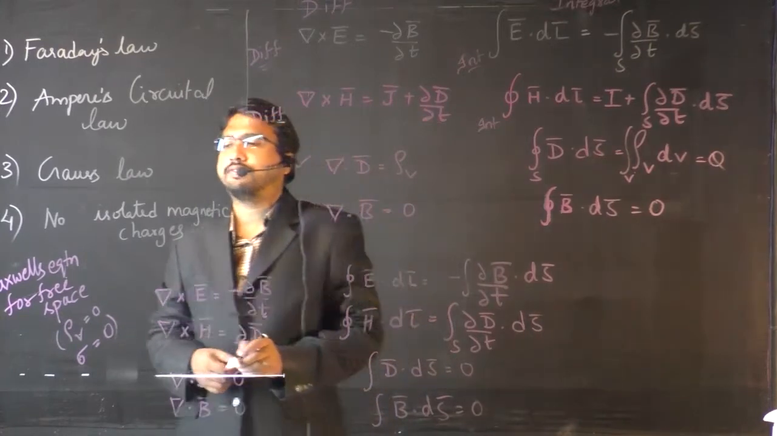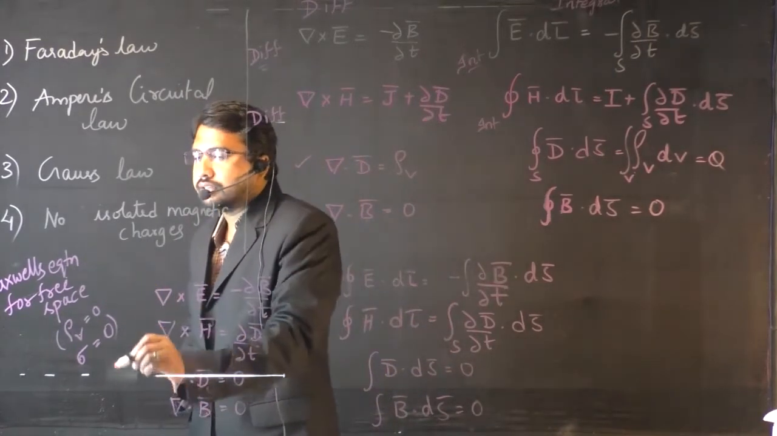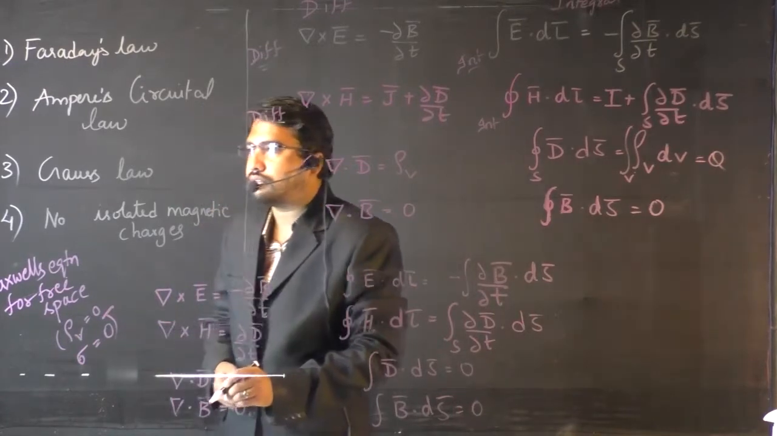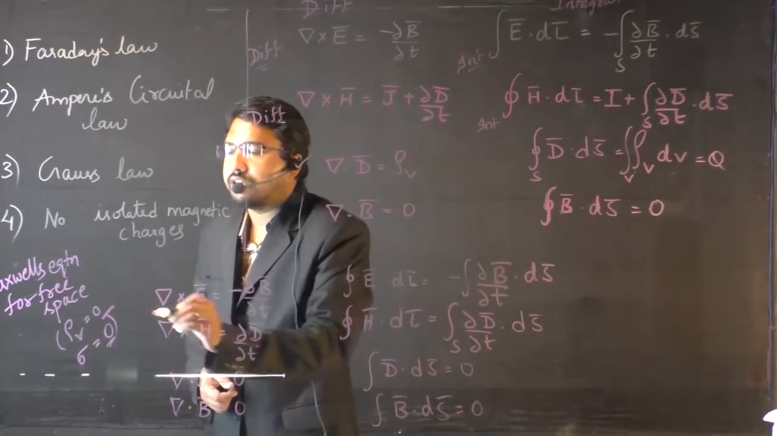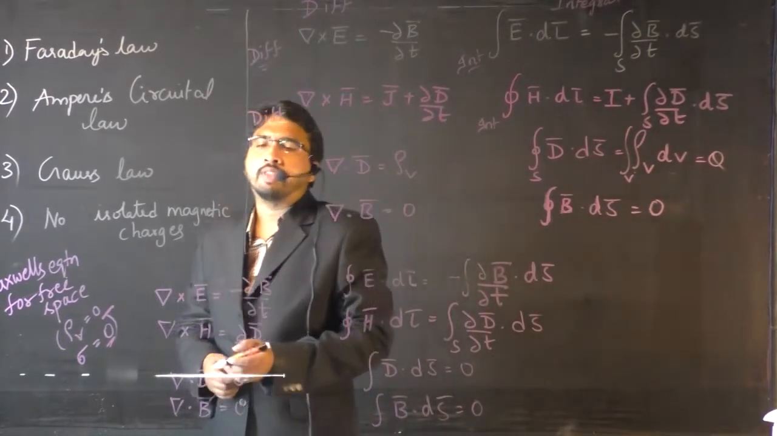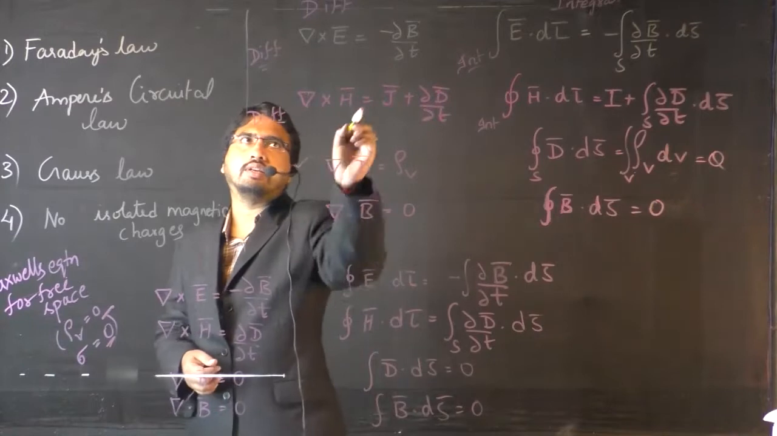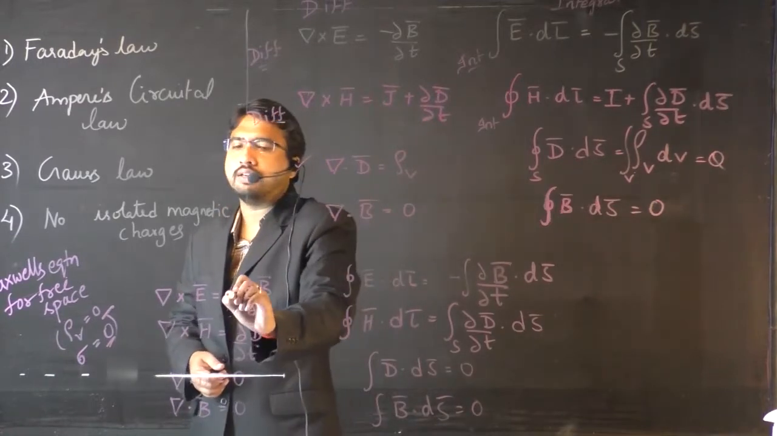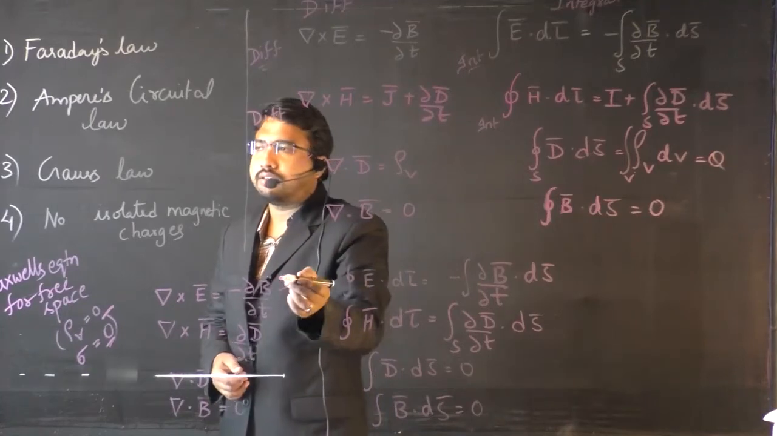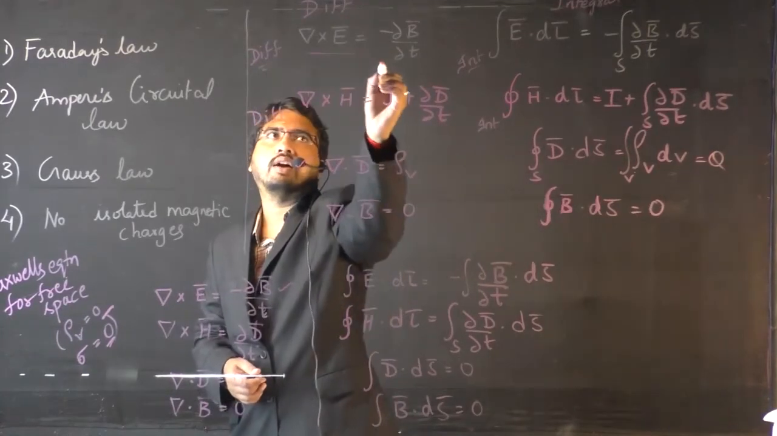Maxwell's equations for free space. Free space means the volume charge density rho v will be equal to 0 and the conductivity sigma will also be 0, because free space is nothing but simply air. So for that, these general equations will be modified like this. Here we are not expressing anything in a new manner. This Faraday's law will remain the same.